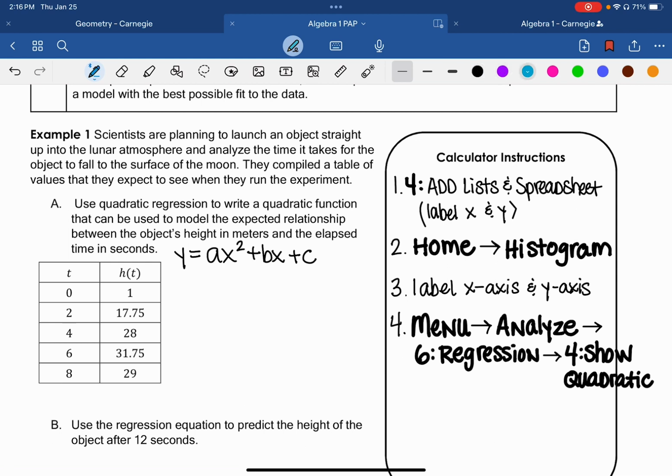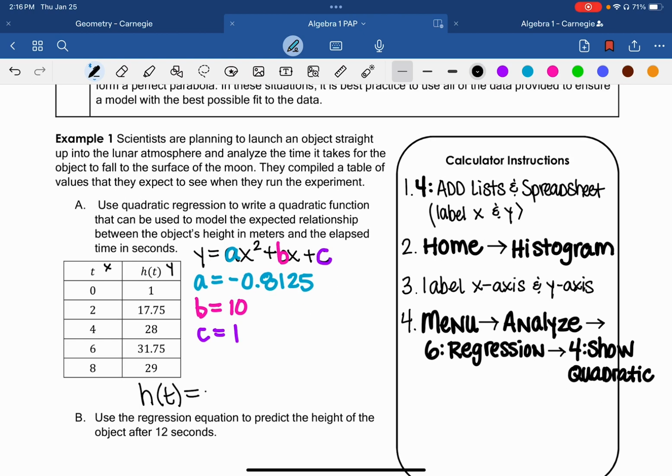The regression is going to give me a value for my a, and the value the calculator will give me is negative 0.8125. It's going to give me a value for b, which is positive 10. And it's going to give me a value for c, and that value is positive 1. Now I can write my equation. The y equals is going to be replaced this time with h of t from the table, because this is my y. And instead of x, I'm going to use t. So I'm going to put in the a value, negative 0.8125 t squared, plus the b value, 10t, plus c. And there's my equation right there.